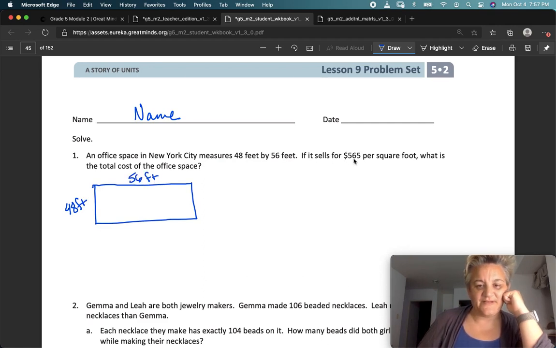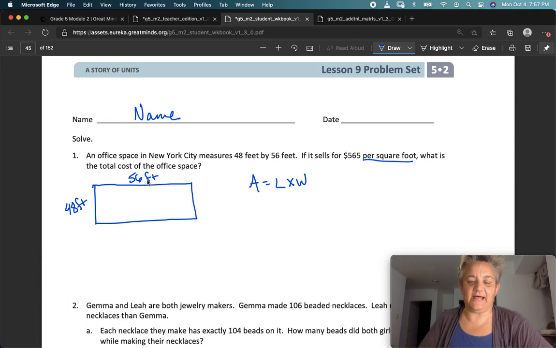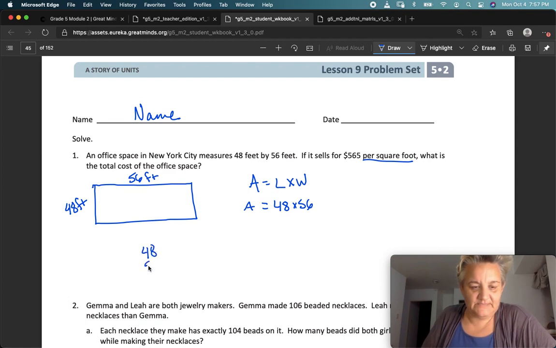It sells for $565 per square foot, which is the total cost of the office space. So square foot means that we have to find the area, okay? And you know that area equals length times width. So first we're going to have to multiply 48 times 56 in order to find the area. Okay, so I'm going to do that right here. 48 times 56.